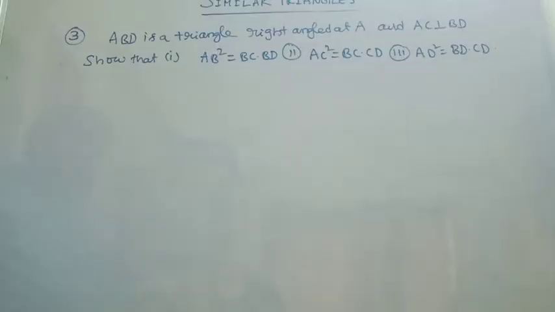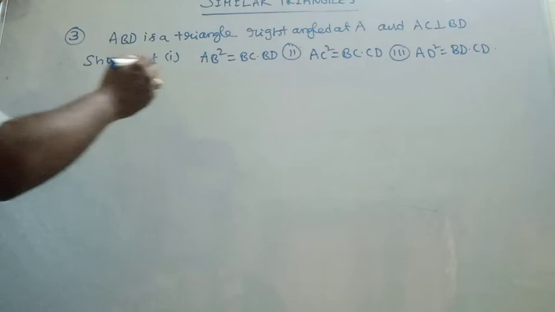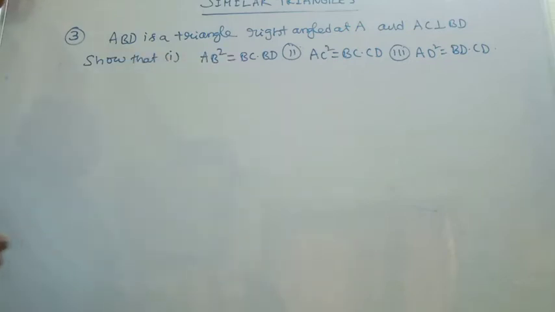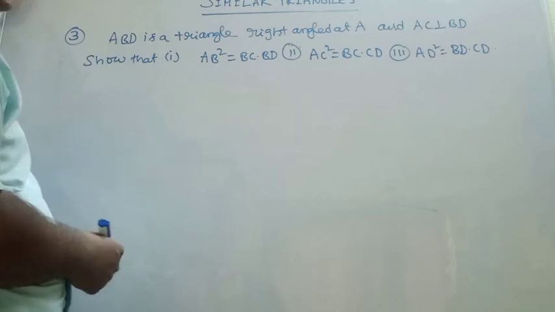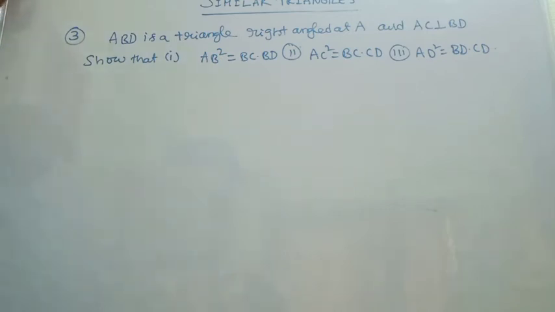See now this problem, my dear students. ABD is a triangle, right angled at A, and AC is perpendicular to BD. Show that number 1, AB square equals BC into BD. Number 2, AC square is equal to BC into CD. Number 3, AD square is equal to BD into CD. Based on this problem, we can do many problems in the textbook.